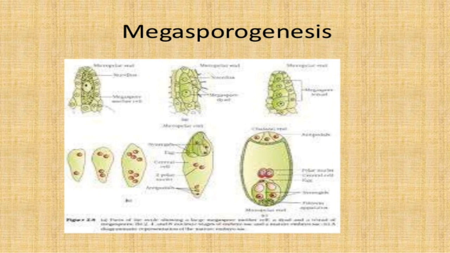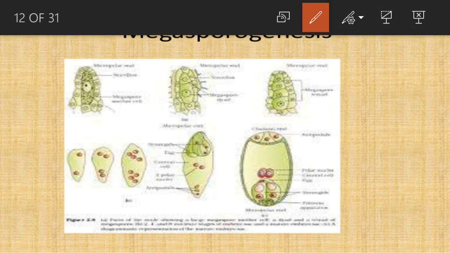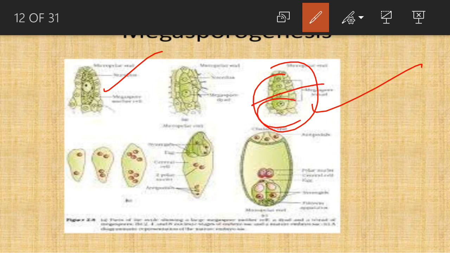This is the diagram of megasporogenesis. In the nucellus, towards the micropylar end, the cells divide to form a tetrad, and megaspore mother cells undergo meiosis to form 4 haploid megaspores. This step is known as megasporogenesis. Out of the 4 megaspores in a linear tetrad, the upper 3 degenerate and only the lower one forms the functional megaspore.